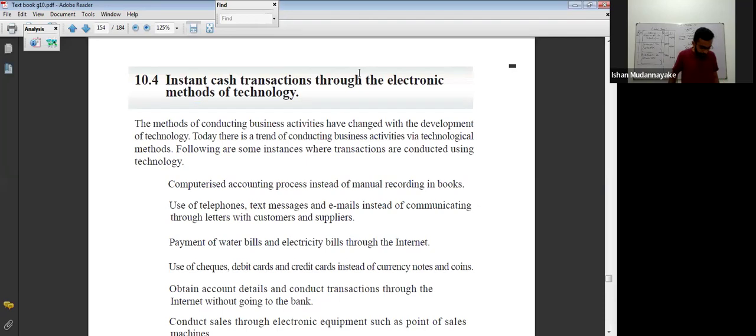Grade 10, page number 144. Quickly we'll discuss, and after that we'll write down the diagram. I will give you a very important diagram today regarding primary books. I will give you two diagrams. Need to write down two diagrams today. Quickly we'll read this one.